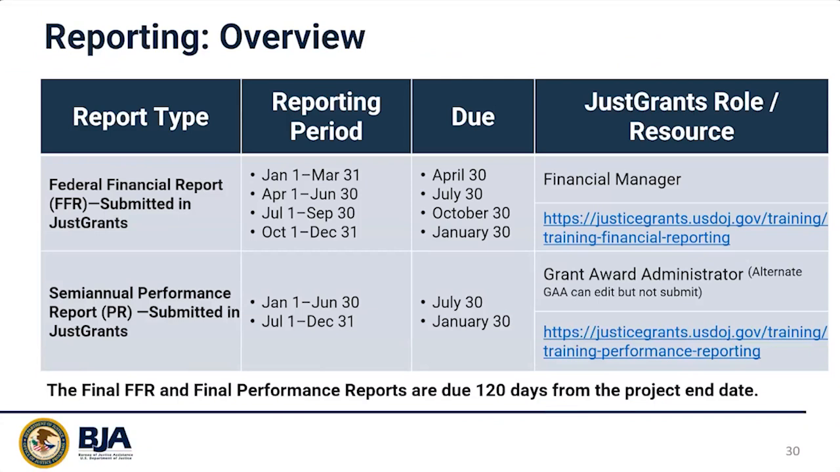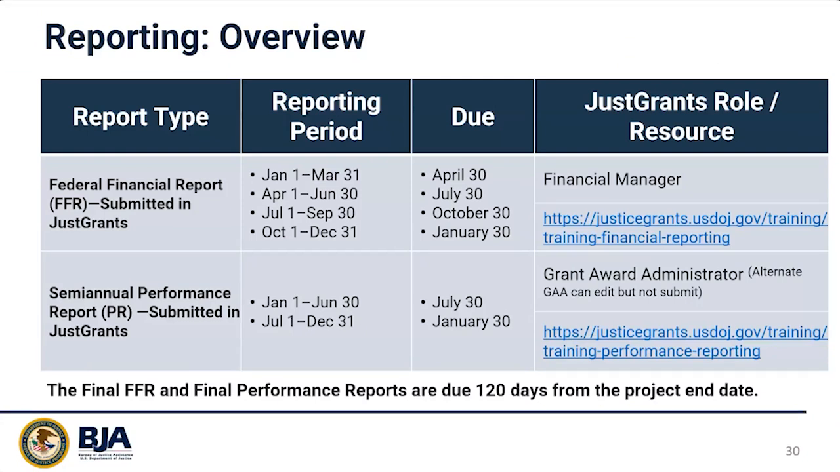As a reporting overview, most awards are on a semi-annual cycle for performance reports, but there are some that require quarterly reporting or annual reporting. Please check via the Performance Management tab within JustGrants, review your awards, and/or reach out to your grant manager to confirm when you need to submit performance reports.